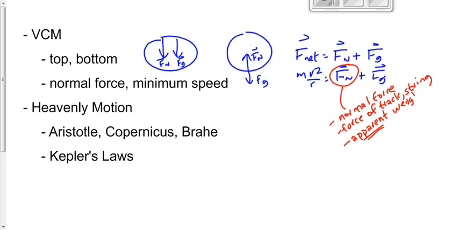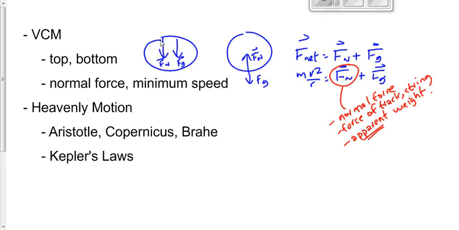How heavy you actually are is your force of gravity. But you're not likely going to find the force of gravity using this equation. To find the force of gravity, you're probably just going to say m times g. We need to be able to find that normal force.